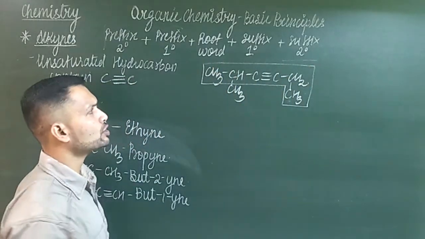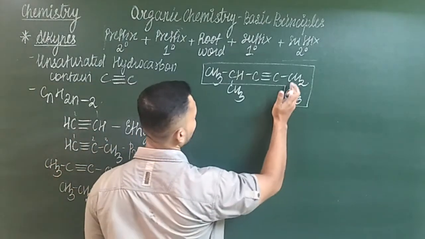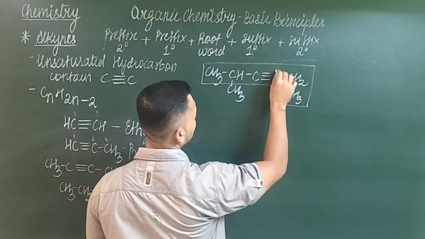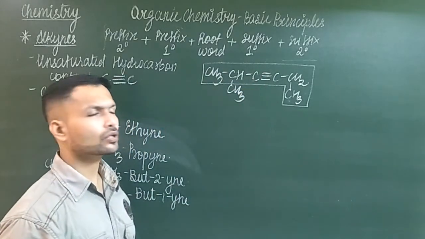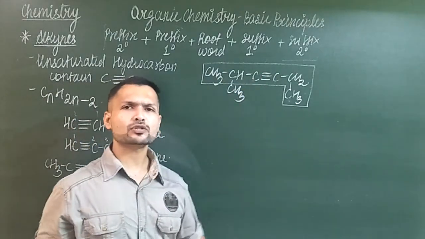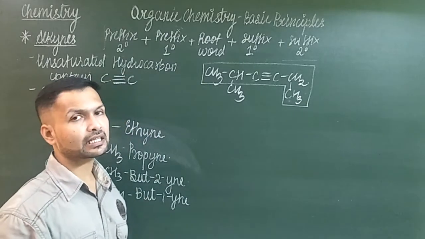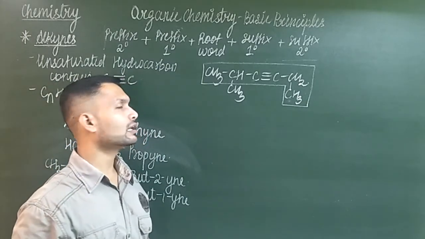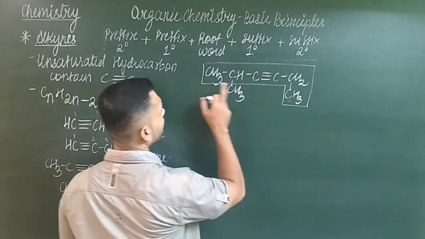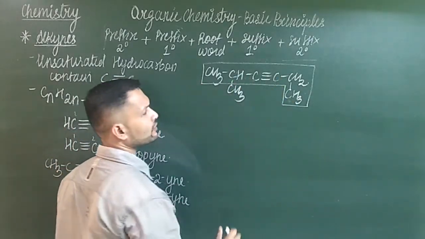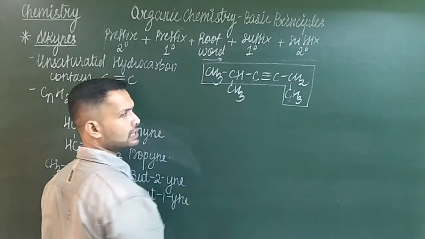Now from which end should we name it? If you see 1, 2, 3, the third carbon has a triple bond. So now you can see from either side the main functional group is getting the same number. Now try to give the substituent also the least number. If you go from here it is 1, 2, and from here it will come as 5. So obviously we'll go from this side.